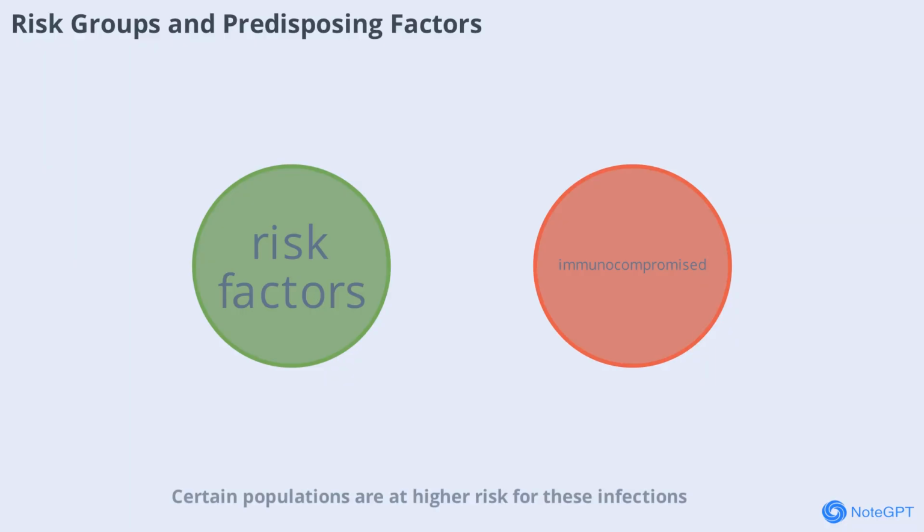Certain populations are at higher risk for these infections. Children are more susceptible to impetigo, cat scratch disease, and Noma. Immunocompromised individuals, such as those with HIV, are at greater risk for tuberculosis, NUG, and Noma. Poor hygiene, malnutrition, and chronic illnesses further increase susceptibility. Recognizing these risk factors helps guide public health interventions and clinical care.